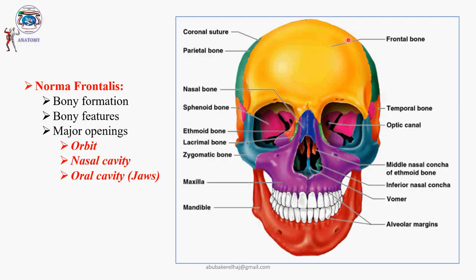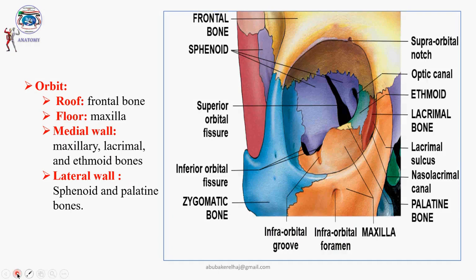It is formed by the frontal bone, as you see here in the yellow or orange color, and also consists of the bony part which forms the bridge of the nose. We have the major openings, as you see here. We have the orbit on both sides, and in the central part we have the nasal cavity, and the oral opening between the upper jaw and the lower jaw, which forms the oral fissure for the oral cavity. That includes the entrance of the respiratory system and the digestive system.